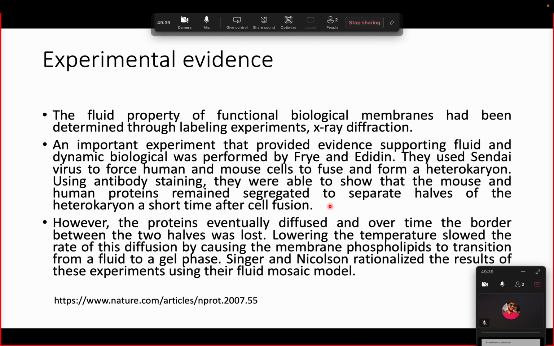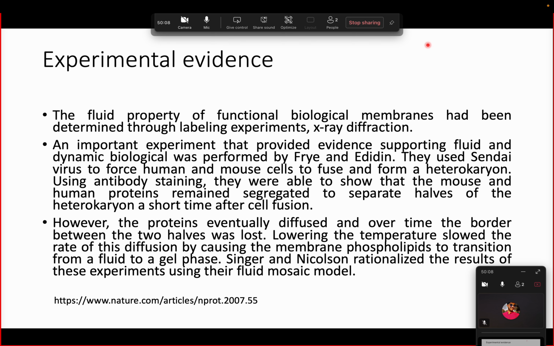They are obviously labeled differently. For example, a human cell will be labeled red in color and a mouse cell will be labeled green in color. So if they are separate and not fluidic in nature, even after some time you can easily see two halves. One half will be red, saying that this is the human part of the cell, and one part will be green, indicating that this is the mouse part of the cell.